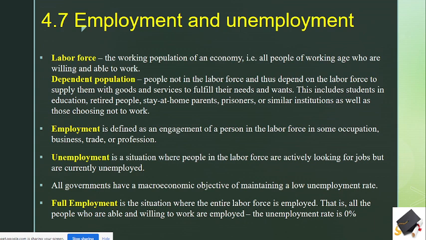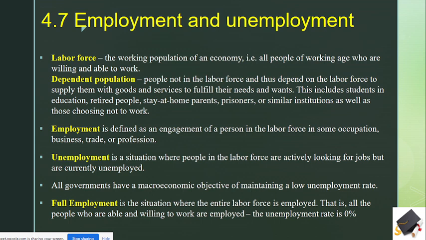Employment and unemployment. Before moving ahead, you should keep in mind some different definitions. The first term is labor force. Labor force as a working class: all people of working age who are willing and able to do work. This is known as labor force.